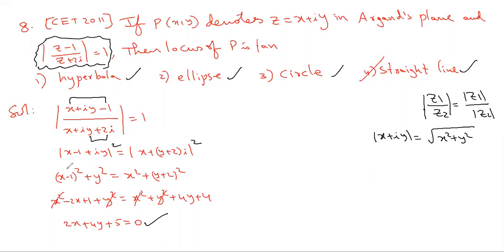Anything is fine. Now the mod x plus iy is under root x square plus y square. Use the same formula: x minus 1 the whole square, the real part square plus imaginary part square, and here also. After that, it is the a minus b whole square and a plus b whole square formulas and simplification. After simplification, we got a linear equation in two variables, which represents a straight line we know very well. So that becomes the answer.